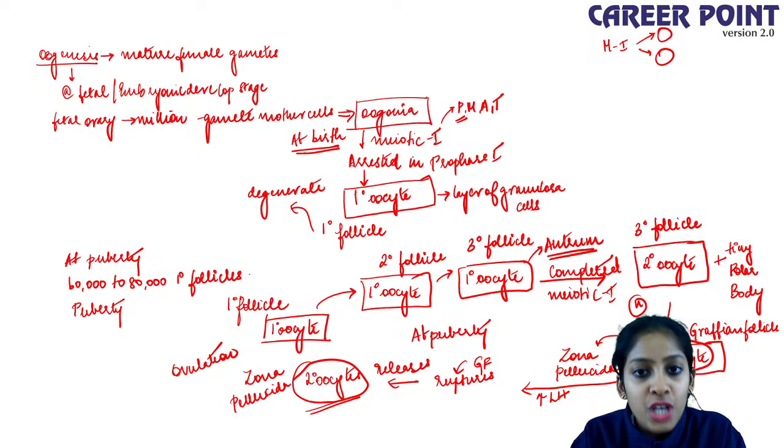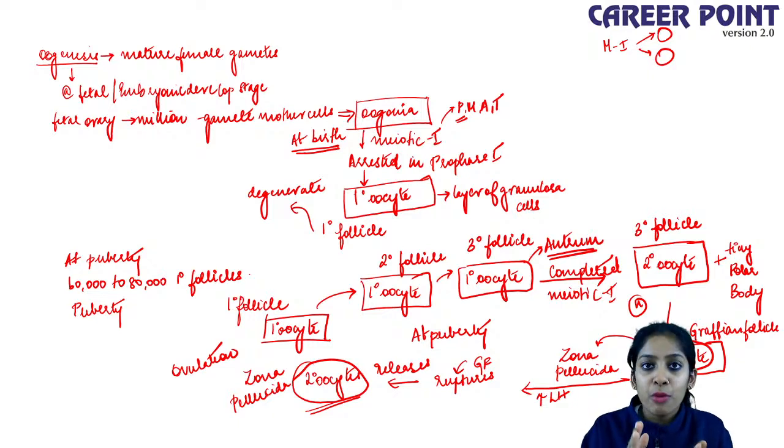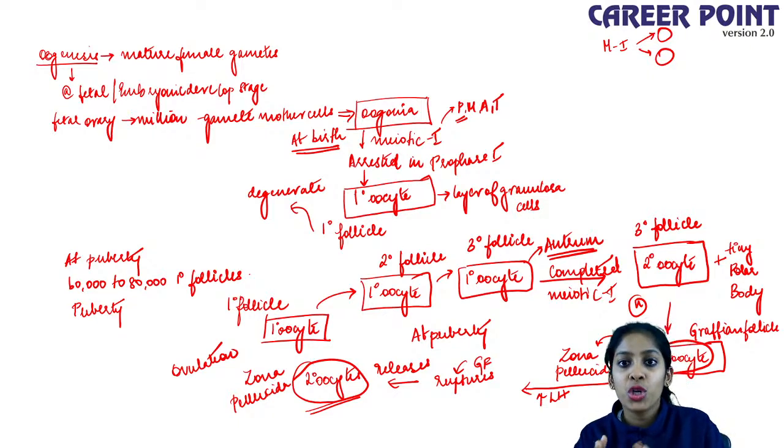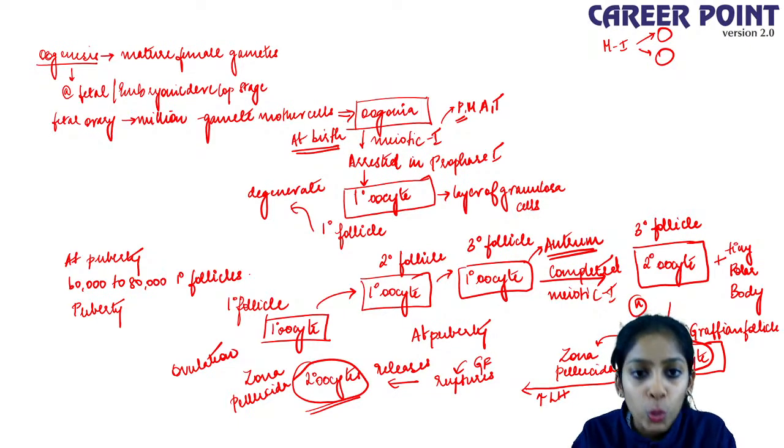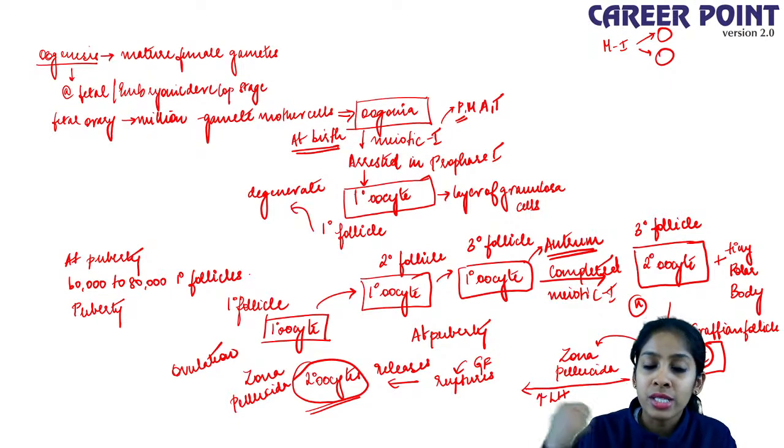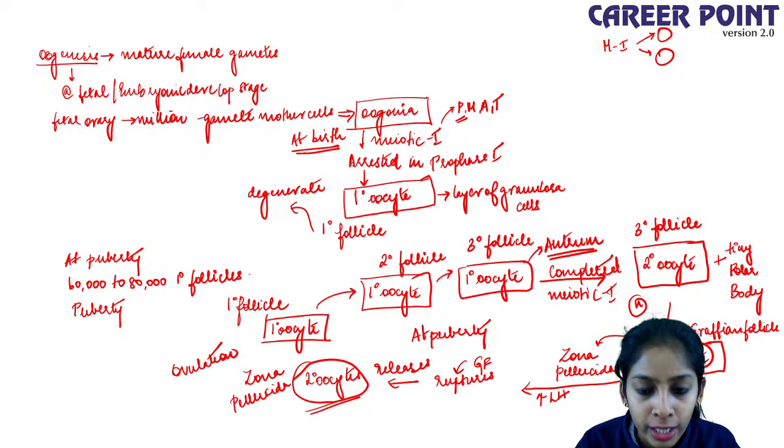Alright. So here is what happens at the time of fetal development. You have the gamete mother cells, which are oogonia. When the girl child is born, this oogonia undergoes meiotic division 1, but unfortunately gets arrested in prophase 1. So it is now called the primary oocyte. This primary oocyte is surrounded by the primary follicle.